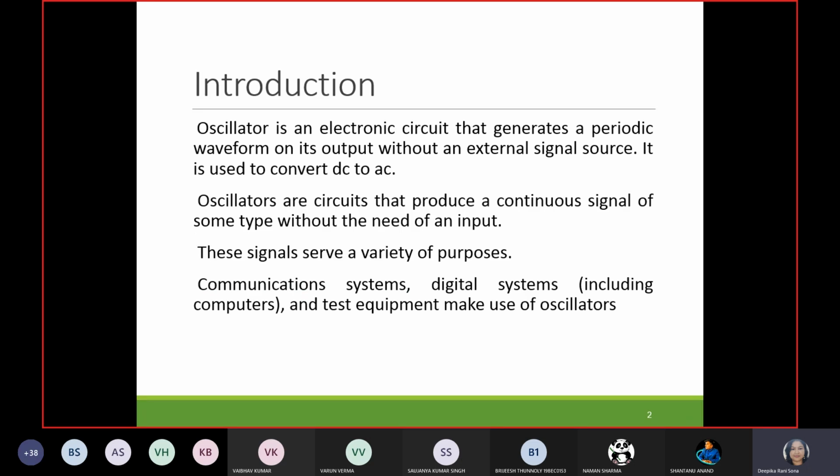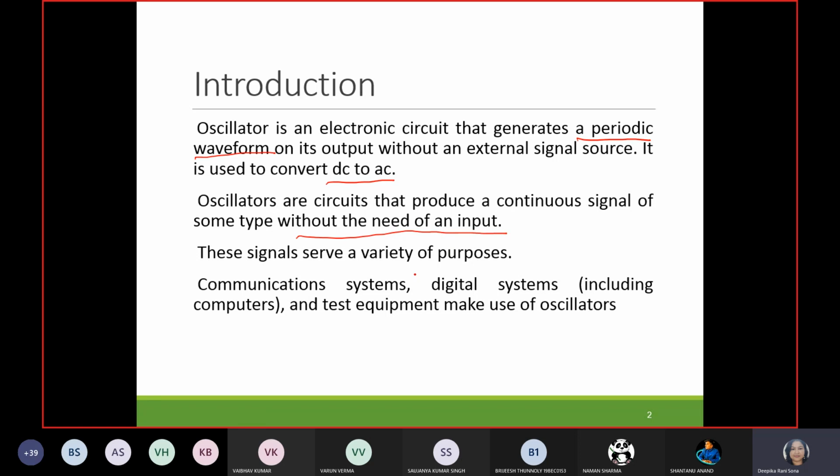So from the definition point of view, the oscillator works without any applied input signal. It is an electronic circuit that generates a periodic waveform on its output without an external signal source, and it is particularly used to convert DC to AC. It produces the output without the need of an input signal.